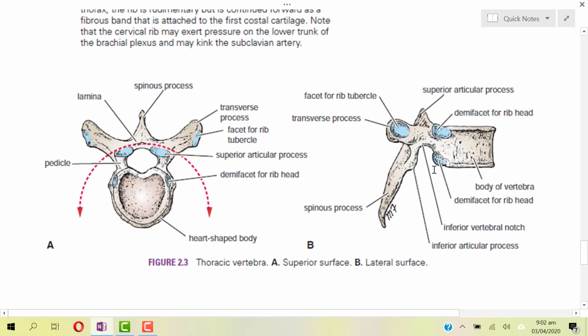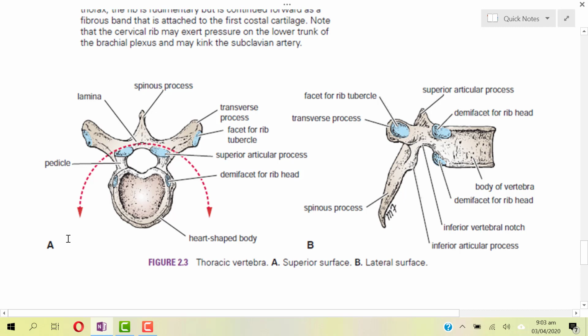And what is the content of the intervertebral foramen? Spinal nerve. The spinal nerve will pass through the intervertebral foramen. For example, if this is vertebra 5, the fifth spinal nerve will cross through the intervertebral foramen formed by the vertebra.